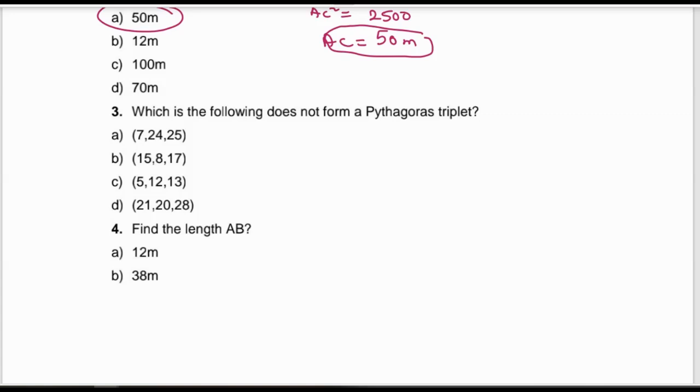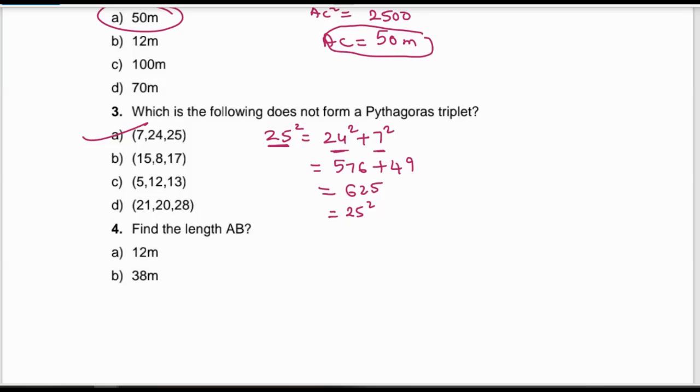Which of the following does not form a Pythagoras triplet? We have to check the values of each triplet. For the first one, take 25, the greatest value, which will be the hypotenuse. Square the other two numbers and add them. Hypotenuse square equals opposite square plus adjacent square. So 24 square is 576 plus 7 square is 49. When you add, we get 625, that is 25 square. Yes, this is a Pythagoras triplet.